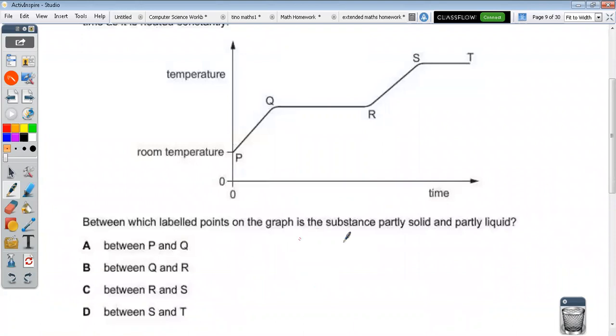Between which labeled points on the graph is the substance partly a solid and partly a liquid? Which one, Tembelani? Partly a solid and partly a liquid. Q. You said Q what? PQ, since that's where it's melting. Between P and Q, that's where it's melting. Tandy, you are not following the teacher here.